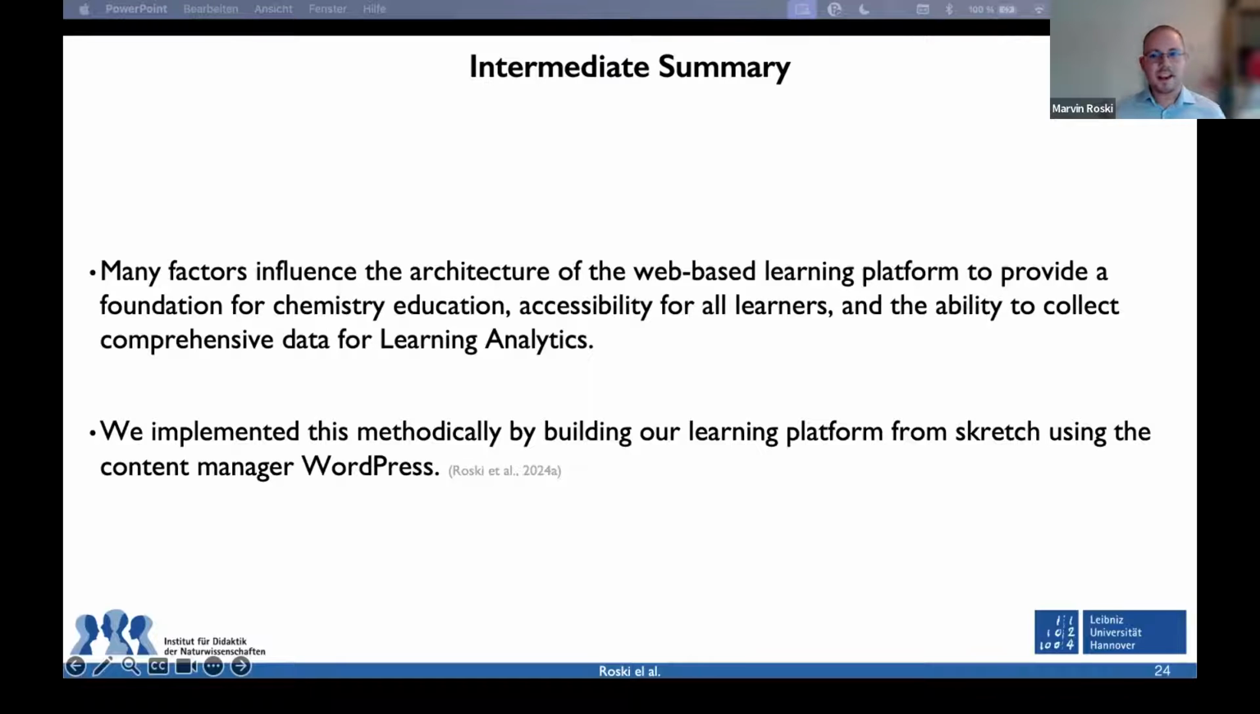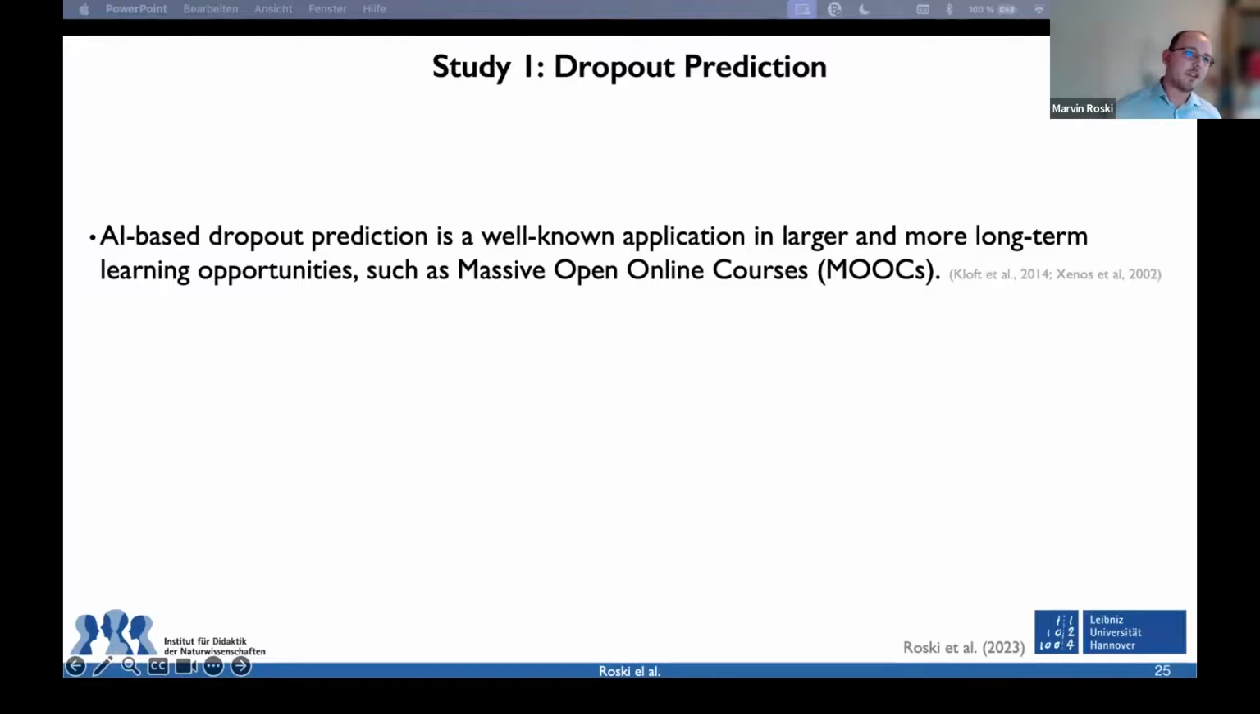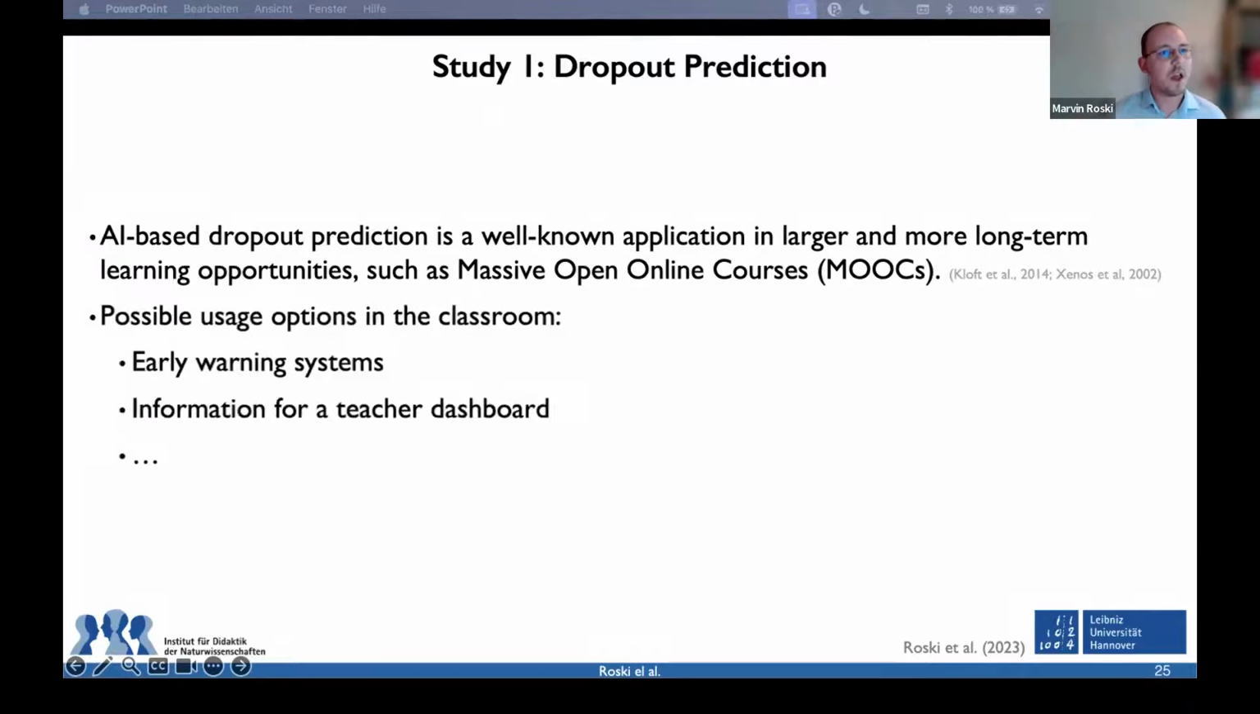Now in the second half of the presentation, I would like to present two studies in which we worked with this process data. The first one is dropout prediction. AI-based dropout prediction is a well-known application in larger and more long-term learning opportunities, such as massive open online courses, MOOCs, and we have possible usage options in the classroom for having an early warning system or information for a teacher dashboard.